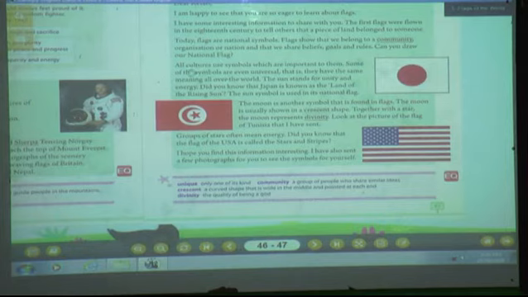Now all cultures use symbols which are important to them. From here we can see she is sharing some of the flags of different countries. Some of the symbols are even universal. So what she says is that some symbols have the same meaning all over the world. Universal means all over the world, that is, they have the same meaning everywhere.